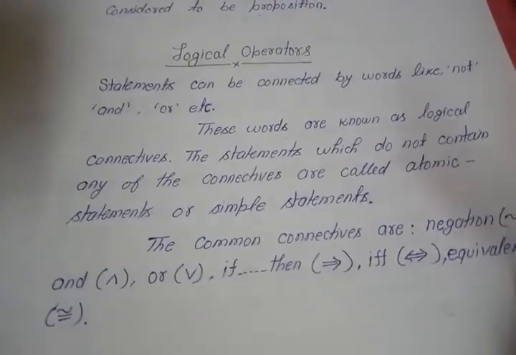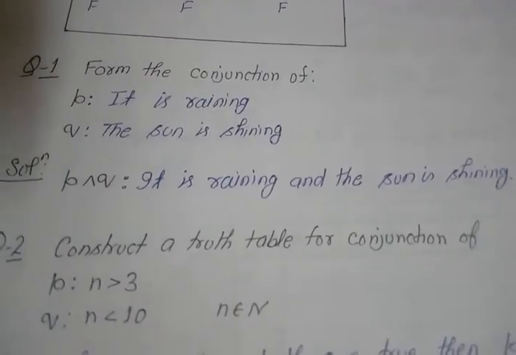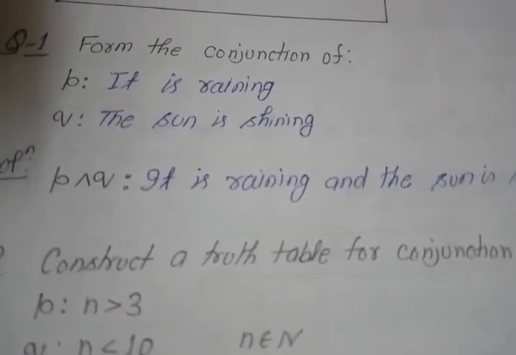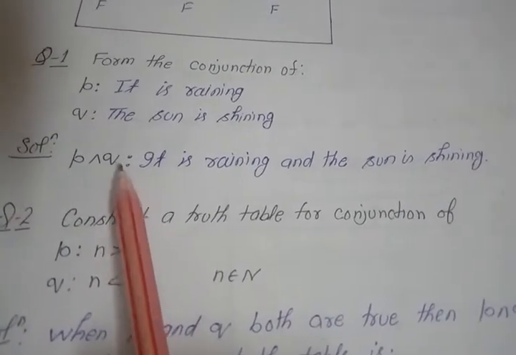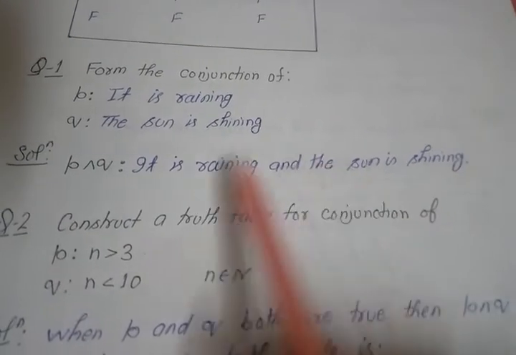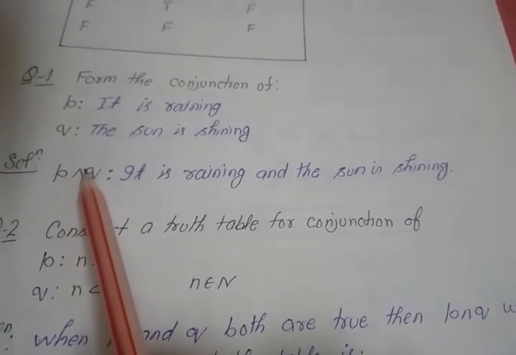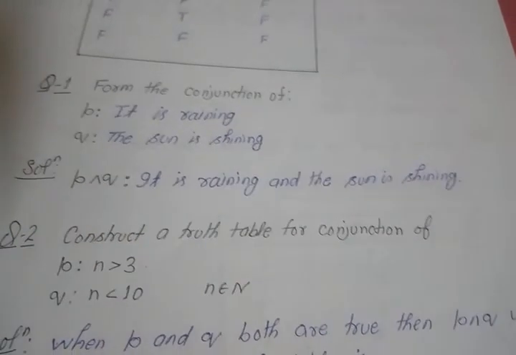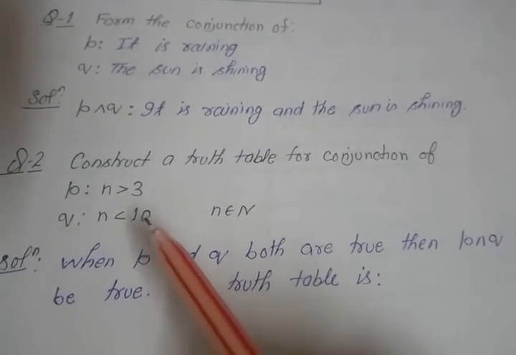Now, how are these connectives used to combine propositions? On the next page we will see how two propositions are connected to each other. Here P and Q are two propositions, where P is "it is raining" and Q is "the sun is shining". P conjunction Q means it is raining and the sun is shining. Here two propositions are connected to each other by the connective AND, represented by this notation. This is also known as conjunction. In the next example, we construct a truth table for the conjunction, which we will study in the next slide.